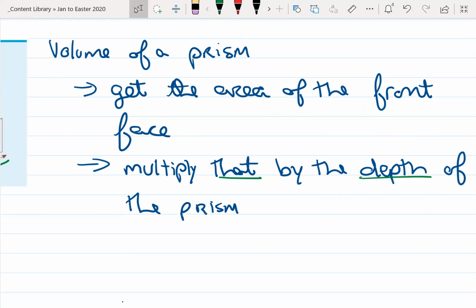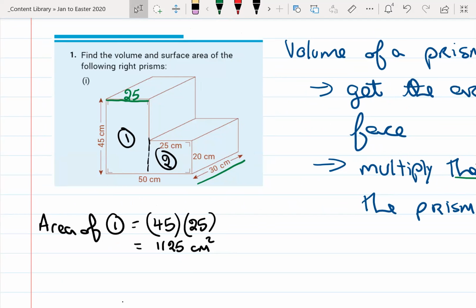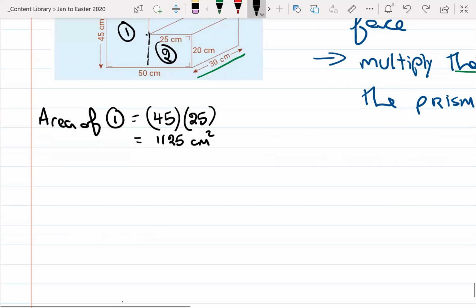Volume of a prism, 2 steps. Get the area of the front face, then multiply that by the depth of the prism. So looking at this, the front face consists of 2 rectangles. That's the way I broke it up anyway. We could have broken it this way too, but same thing, 2 rectangles either way. Now, I've already gone ahead and got the area of rectangle number 1. Now I have to get the area of rectangle number 2.